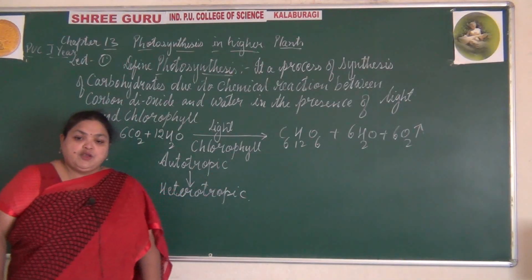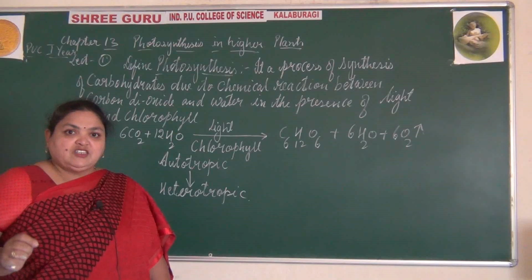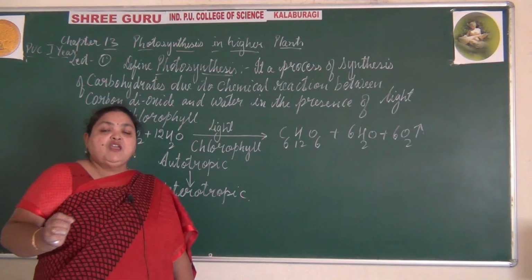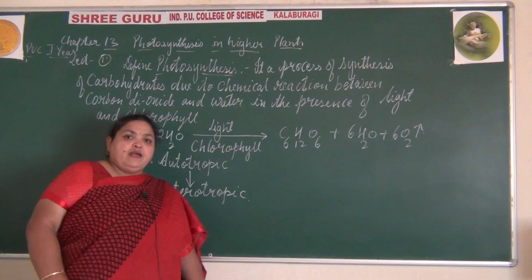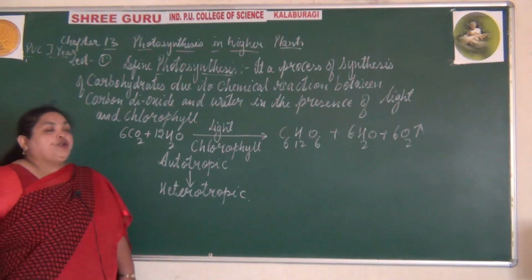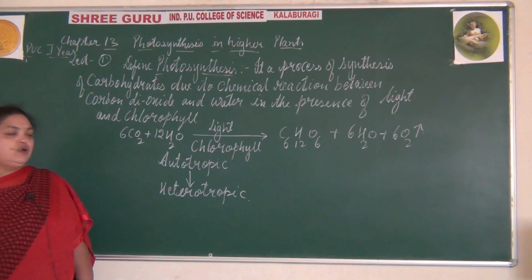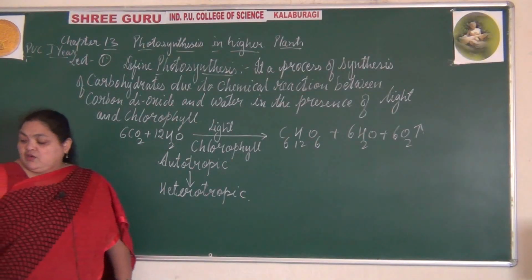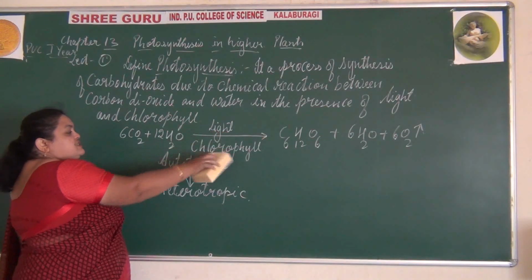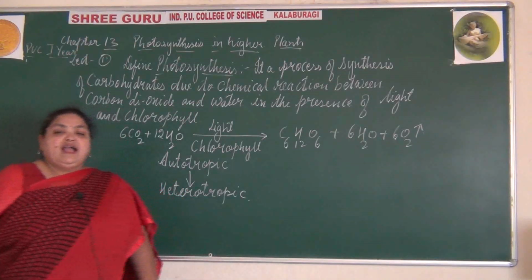They are synthesizing the food not only for themselves, which is also used by heterotrophic animals, with the release of oxygen. So once again, what is the definition of photosynthesis? It is a physico-chemical reaction with the synthesis of carbohydrates by using the solar energy or the light energy. Or in a simple manner, we can define photosynthesis as synthesis of carbohydrates due to the chemical reaction between carbon dioxide and water in the presence of light and chlorophyll. So this is the equation of photosynthesis, where 6 molecules of carbon dioxide and 12 molecules of water in the presence of light and chlorophyll synthesize glucose with the release of water and oxygen.